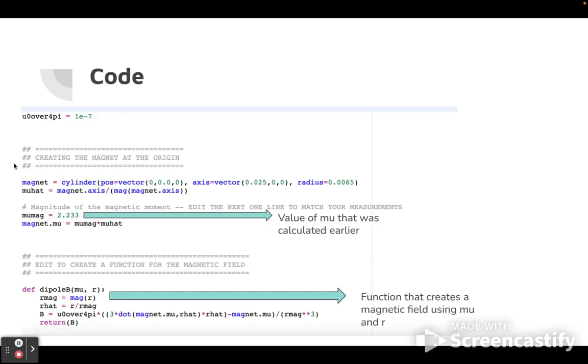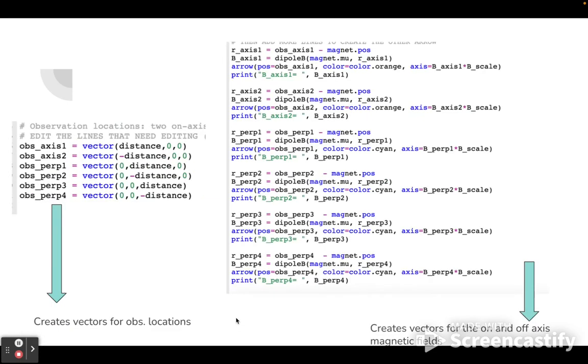So the code is here. We have our constant, we have mu, which we just calculated 2 slides ago, and then we have this function that creates a magnetic field using mu and R. This is the equation that was shown on the first slide, talking about the fundamental principles.